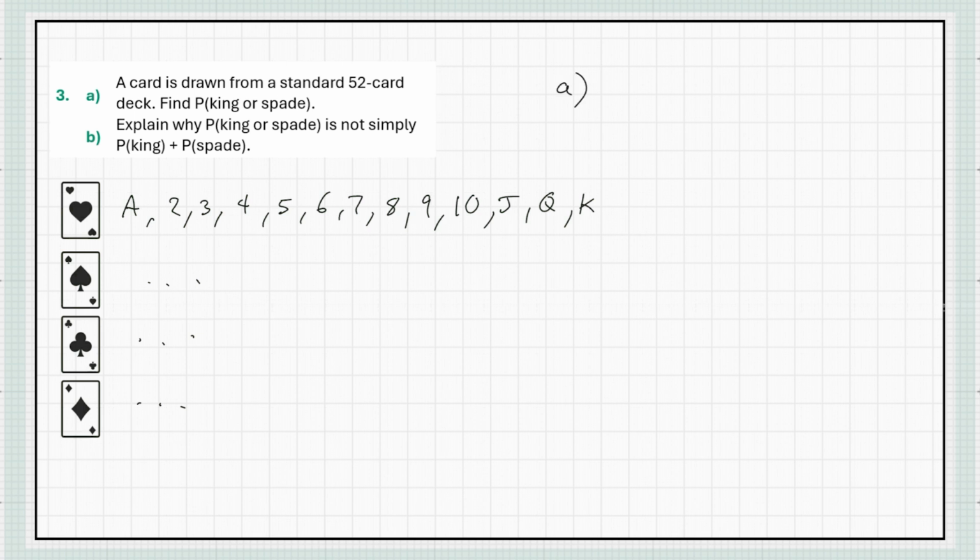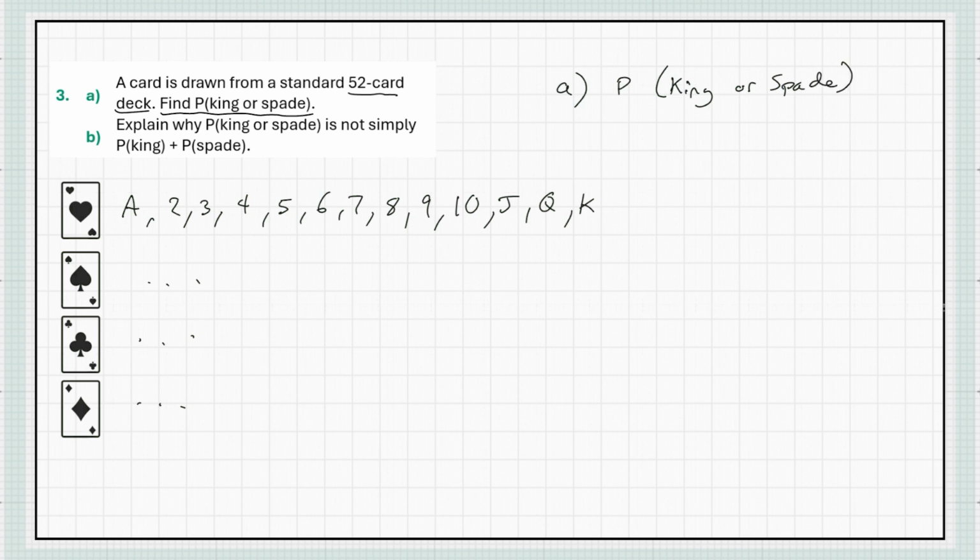Now, given that information, we can answer the first question. So 3A is asking that a card is drawn from a standard 52 deck. So randomly we pull out a card. What is the probability that it's a king or a spade? Right, so probability, king or spade.